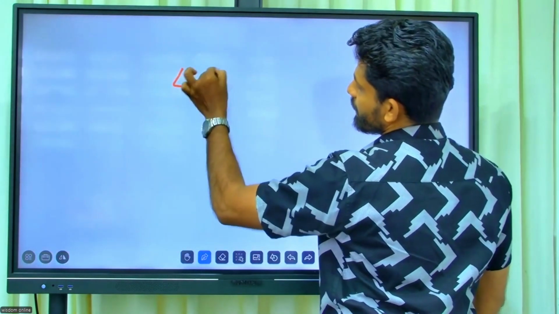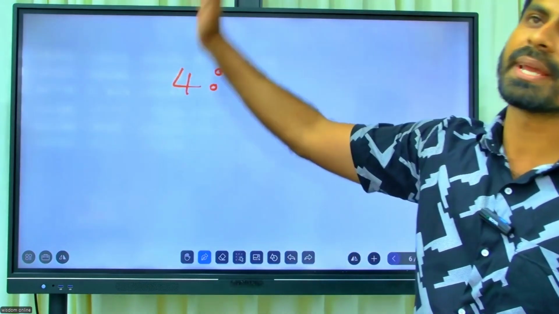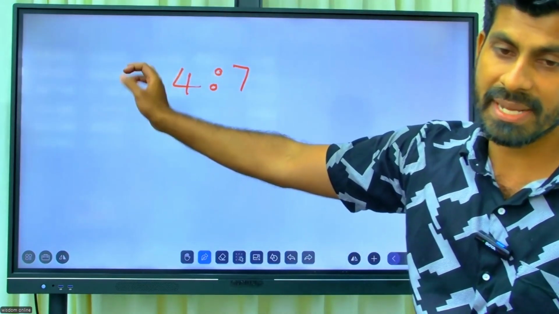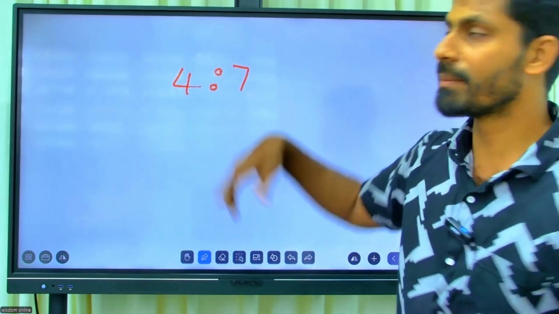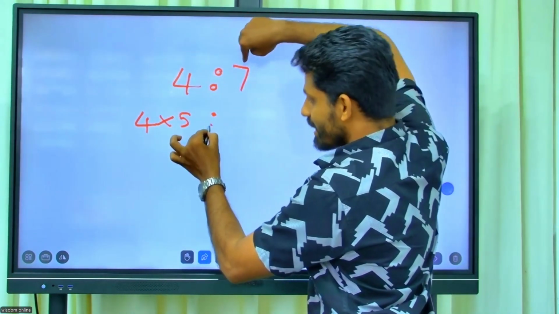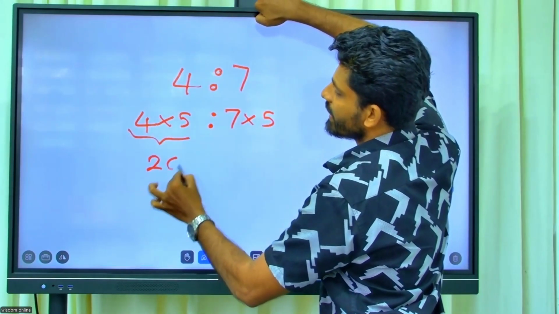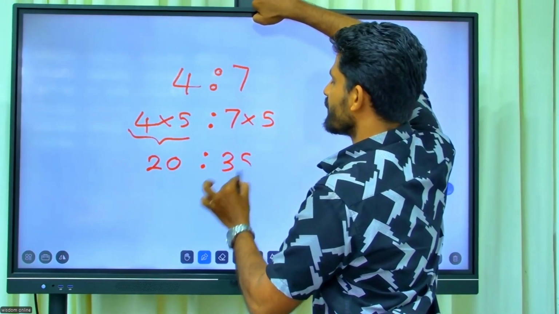4 to 7. You can multiply by any number, but you need to multiply all the numbers by the same value. If you are going to multiply by 5, 7 also you need to multiply by 5. 4 into 5, 20. 7 into 5, 35.